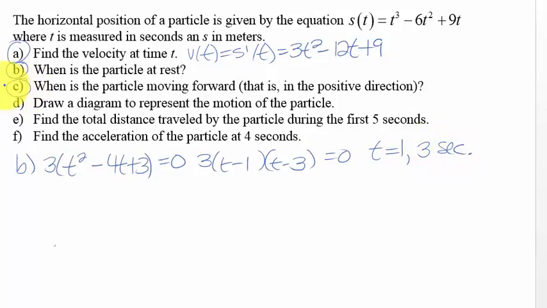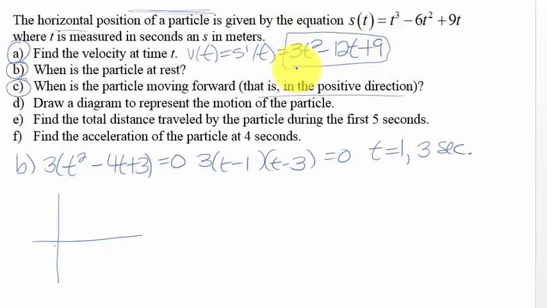Now part C says when is the particle moving forward? That's in the positive direction. So this said it's got horizontal motion, so the particle could be moving forward and backward here. So we're looking for when the velocity is positive. Now in order to answer that, I'm going to make a quick sketch here. And I'm going to draw the graph of the velocity, and the velocity function is right here, and that is a quadratic, so we know it's a parabola.